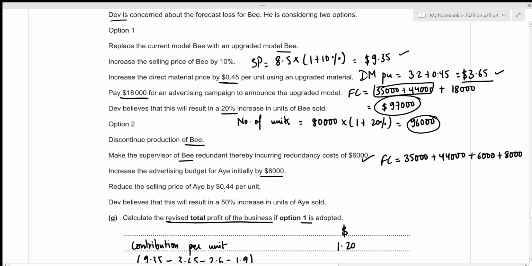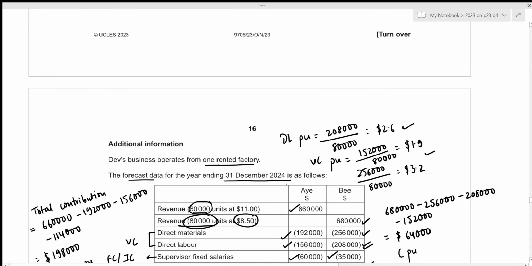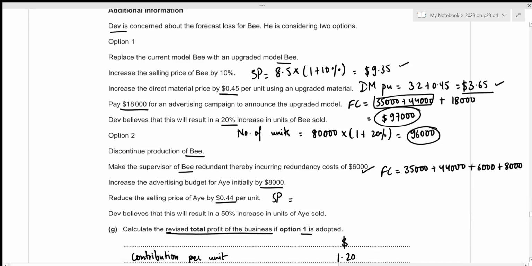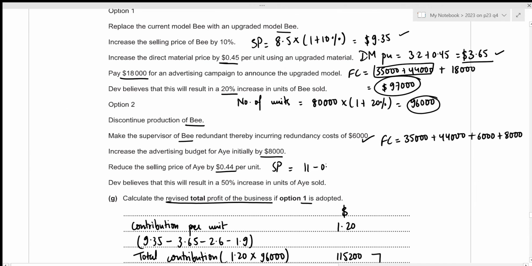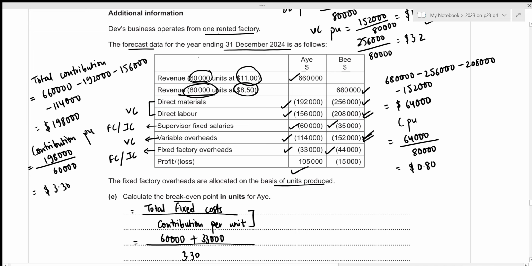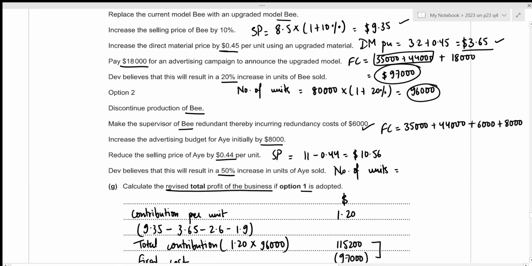And we are reducing the selling price of A by 0.44 per unit. So previous selling price of product A was 11. Now we need to reduce it by 0.44, which gives the value of 10.56. Now Dave believes that this will result in a 50% increase in units of A sold. So number of units will have to be increased by 50%. Previously the number of units was 60,000 for A. Now 60,000 times 1 plus 50%, since we are increasing it. This will give 90,000 units.